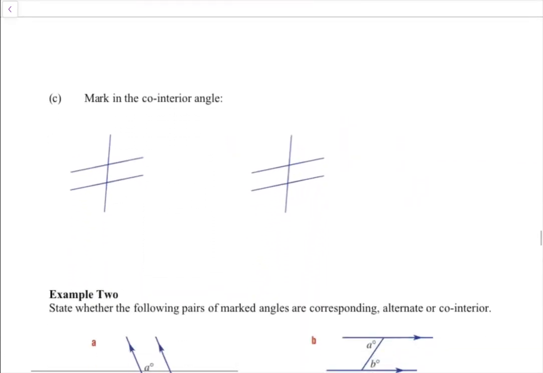And when we go to the co-interior angle, the first thing I'm going to do is put my little arrowheads on to say that those lines are parallel. Co-interior angles use a C shape. So I can have a C shape that goes that way, or I could have a C shape that's backwards. And if I have a C shape, I'll call the angles A and B, and A plus B has to add to give 180 degrees because co-interior angles, both angles add to give 180.